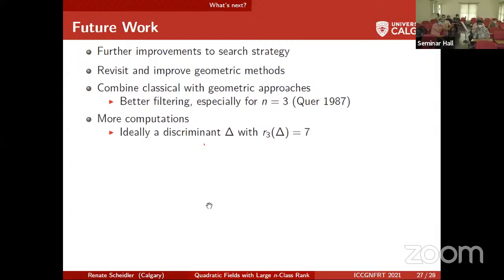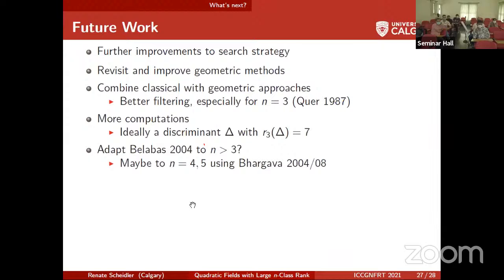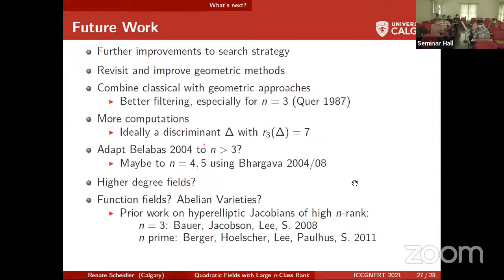We want to do more computations. We would have really liked to have broken Lorenzo and Quer's previous record and found a 3-rank example of 7, but no such luck. We're still hoping. There was this Belabas method that does this tabulation for the 3-class group via cubic field tabulation. Maybe this can be adapted for n bigger than 3. Maybe we can use some of Bhargava's thesis work where he parameterizes these orders for n equals 4 and n equals 5. I don't know, this is pure speculation. We might want to look at higher degree fields, cubic fields, that kind of stuff. And we might want to do the whole thing for function fields or abelian varieties. Now, we have done prior work on quadratic function fields, on Jacobians of hyperelliptic curves for n equals 3 and for n prime.